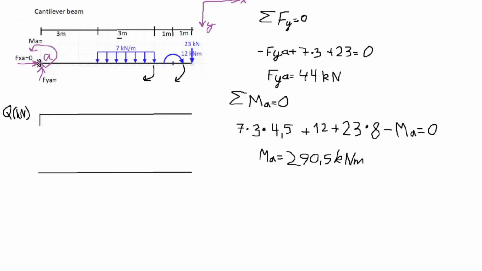So the first force will create shearing of 44 kilonewtons. Next up, we have this distributed load, which will be graphed as a linear line, because after every very short amount of distance there will be a loading. And again, since this load is a negative force, it will create a positive shearing within the beam.